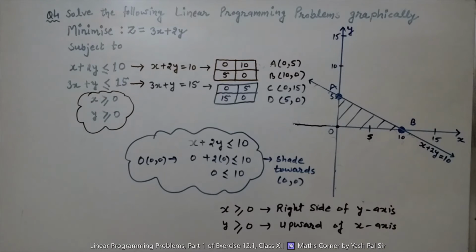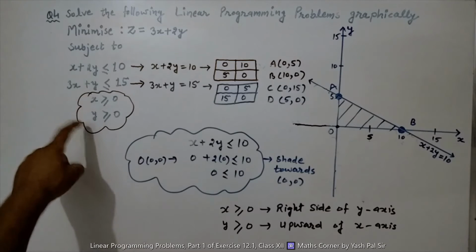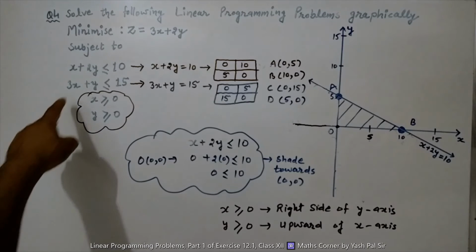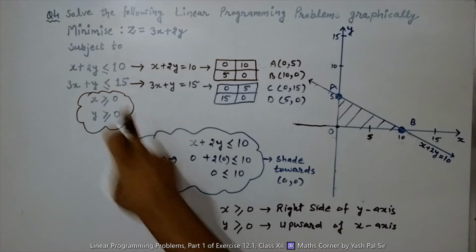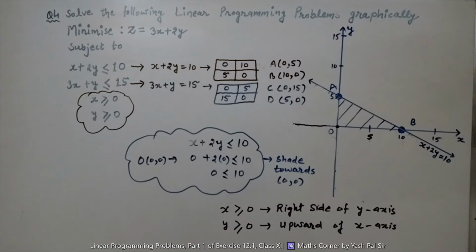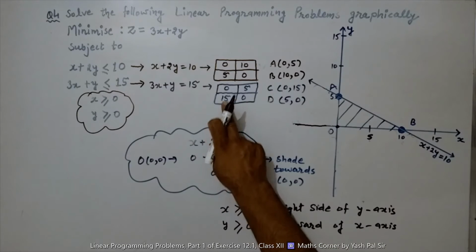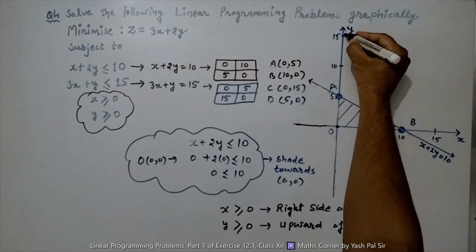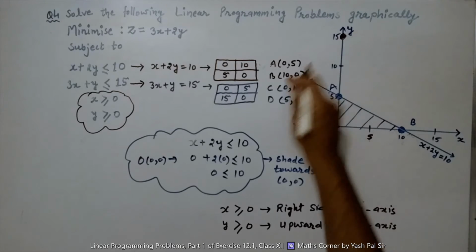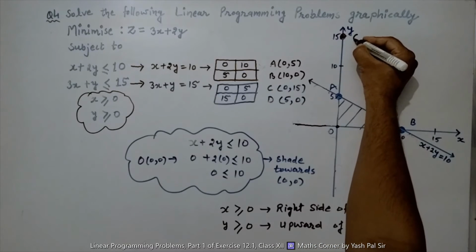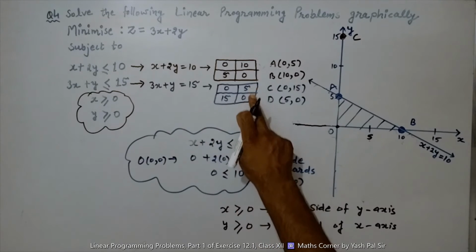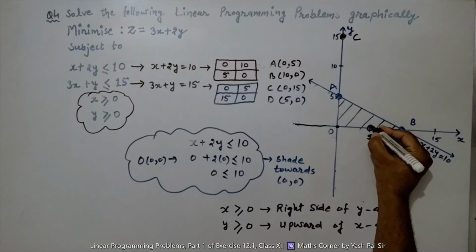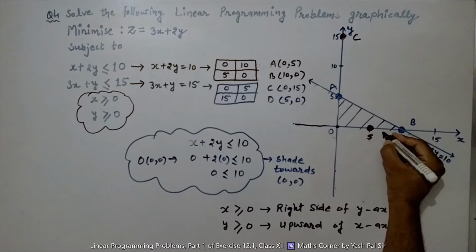Only upside we shall consider. So we have discussed 3 inequalities. Now the last one is 3x plus y less than or equal to 15. For this the table is: x is 0, y is 15. So this is the point, and we have named this point as C. C point is x is 0, y is 15, and D point is x is 5, y is 0. So this is the point D.